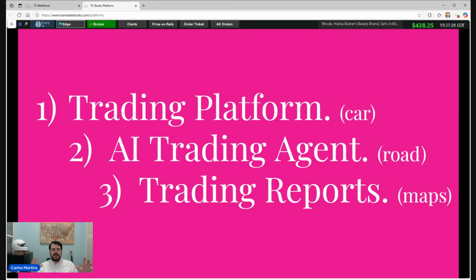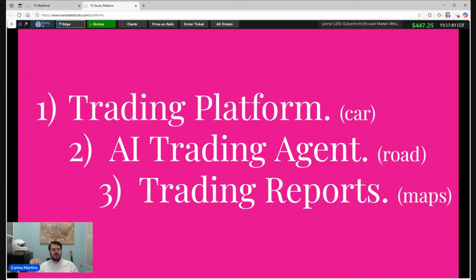We have a third pillar of this, which is the trading reports. The trading reports are like the maps. You have the car. You can have any trading platform. You can have any car. Have a small one, a big one, a sports one. You can have a collective one, a bus. Doesn't matter. Since you have the road and the maps, you get there.